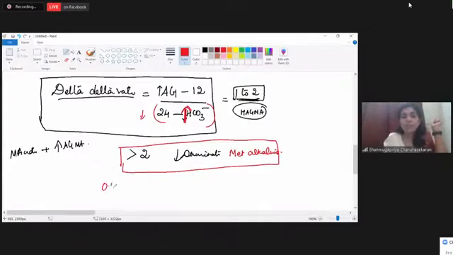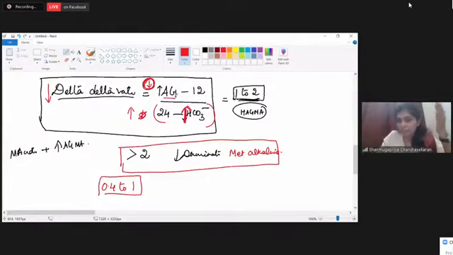Now, what if the delta-delta ratio is between 0.4 and 1? If the delta-delta ratio is low, it means the denominator is high or the numerator is low. Do you understand this? When will the numerator be low? When the anion gap is not that elevated. The numerator will be low only when the anion gap is not that elevated as compared to the decrease in bicarbonate.